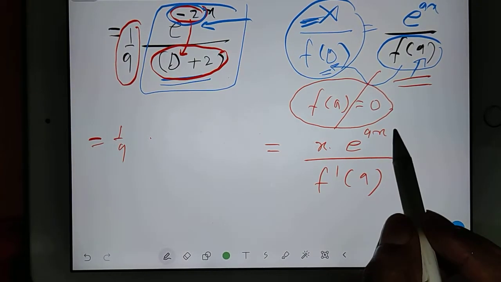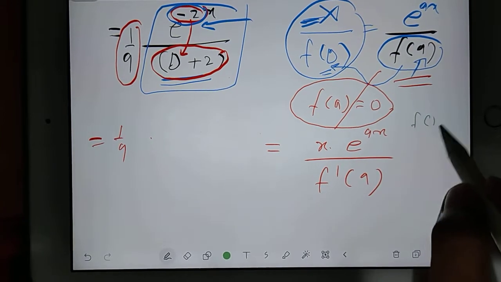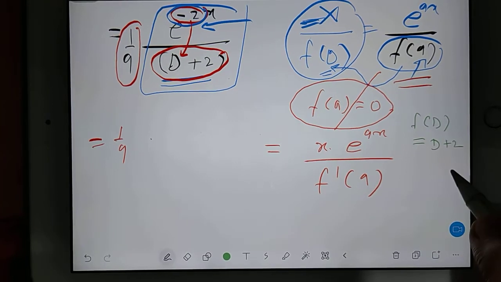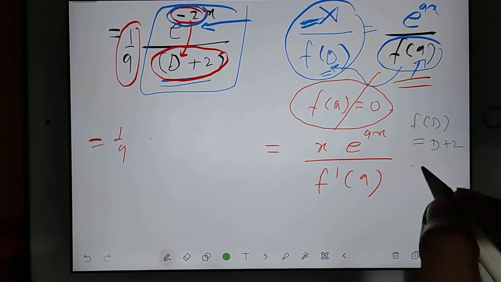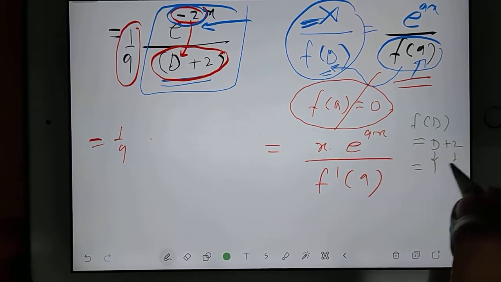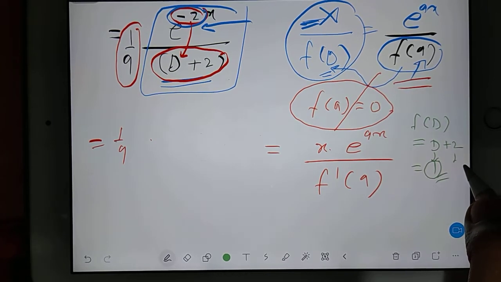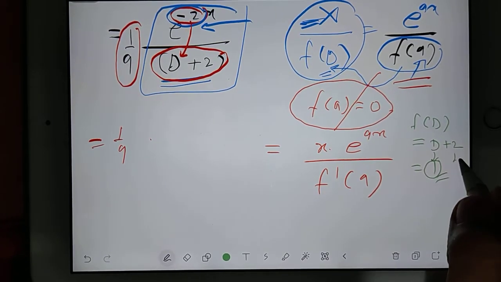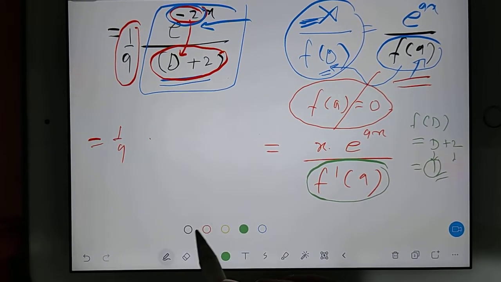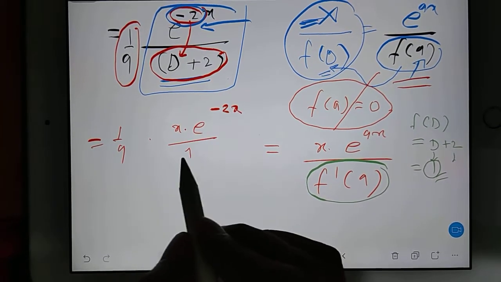So we have to differentiate our f(D) value. So f(D) value is nothing but D plus 2 now. So when you differentiate f(D), D will be 1 and 2 will be 0. So we got 1 here. F(D) is a constant value. Clear, right? So simply here you will substitute 1. So you got x e power minus 2x divided by 1.